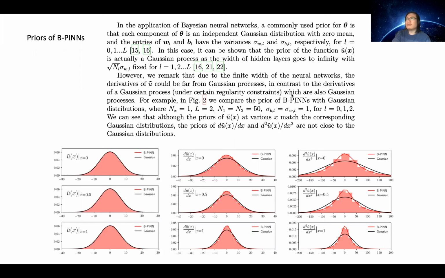This is actually unique to PINNs, because in PINNs we need to take derivatives. For example, here we have two hidden layers, each of width 50. 50 is not bad. You can see that the neural network itself is already very close to a Gaussian process. The black line is the Gaussian fitting of the output density. But the derivative is not exactly Gaussian now, and the second-order derivative is even worse.